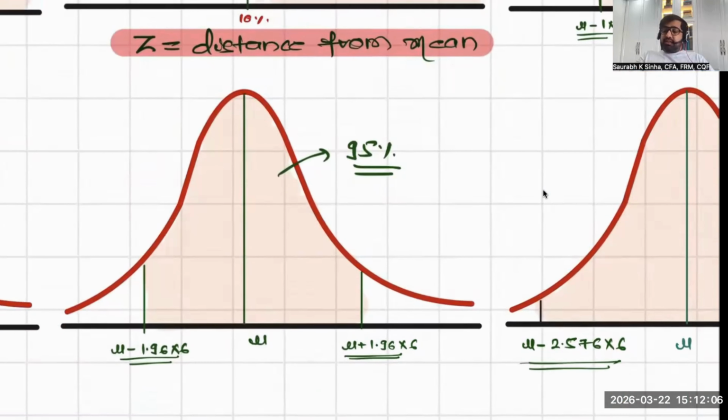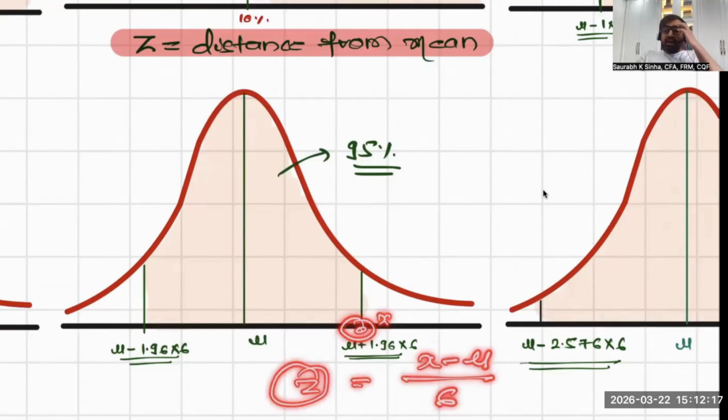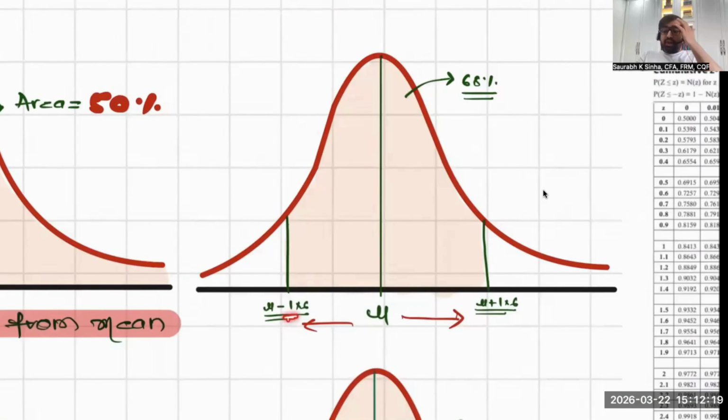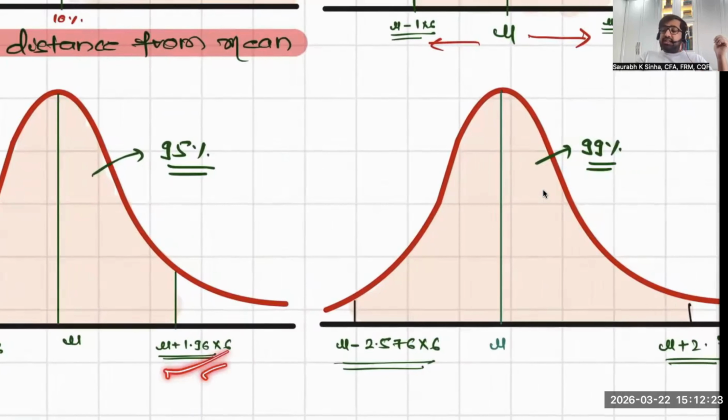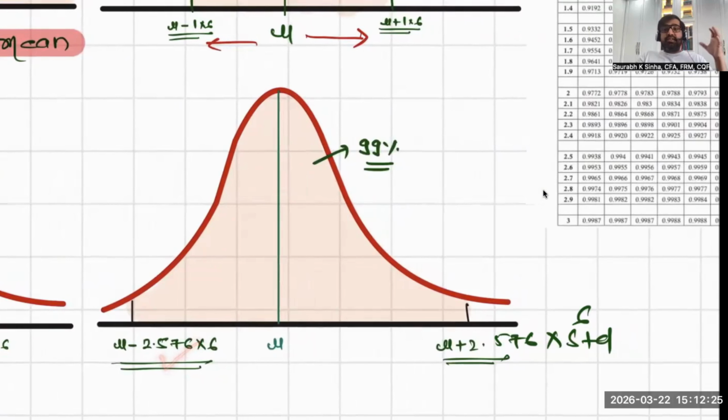So, say this point is x. So, x minus mu is the distance from the mean. But how many standard deviations? For that, you divide by sigma, and that is your z-score. Currently, the z-score in this example is 1. In this example it is 2. In this example, it is 1.96. In this example, it is 2.576.